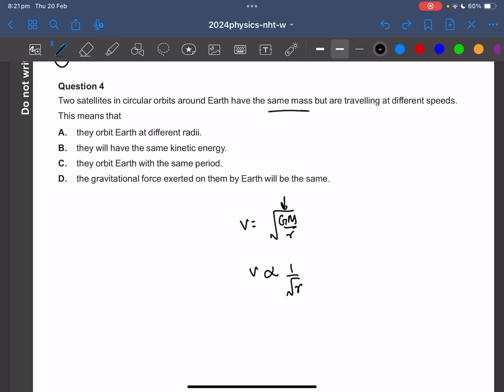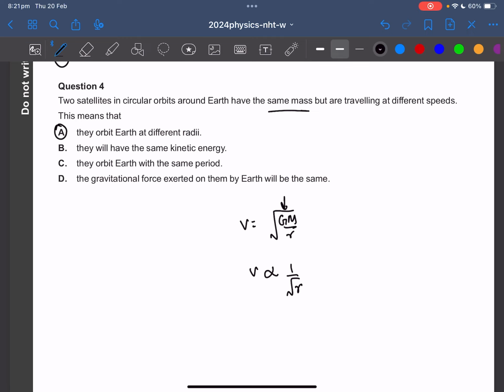They will have the same kinetic energy? No, because they are traveling at different speeds, so not really. They orbit Earth with the same period? The gravitational force exerted on them by the Earth will be the same? Yeah, the most convincing one I can see right now is option A. I'm just going to go with that.